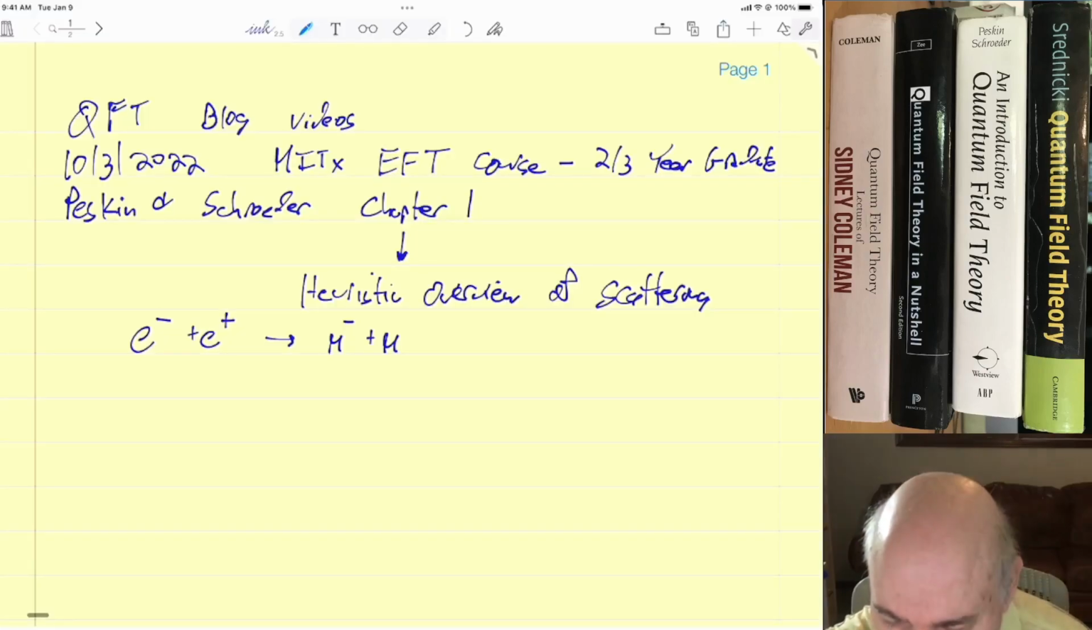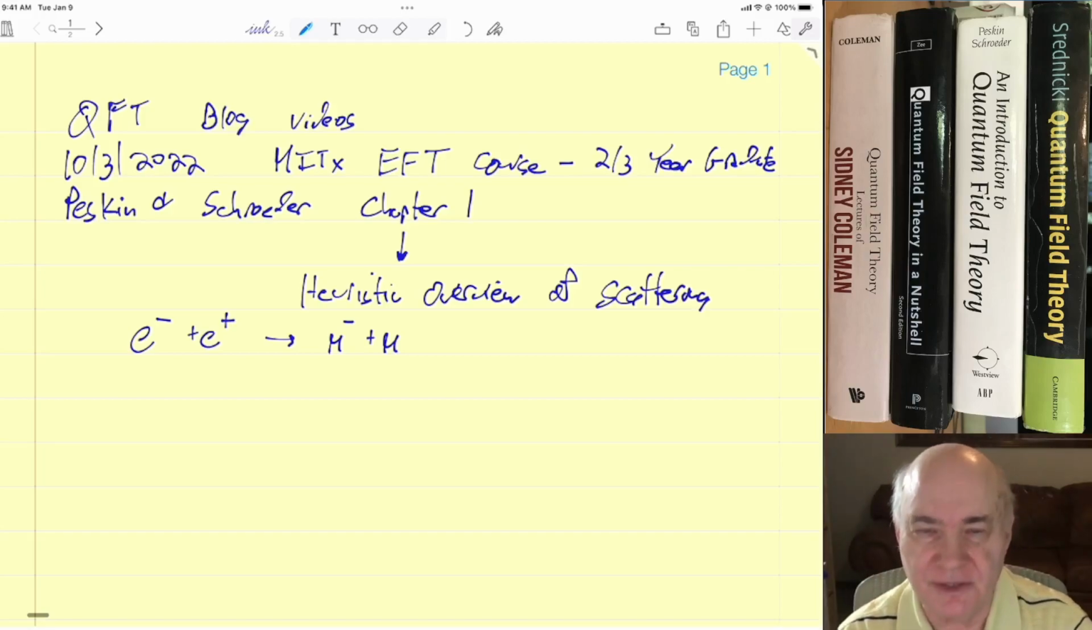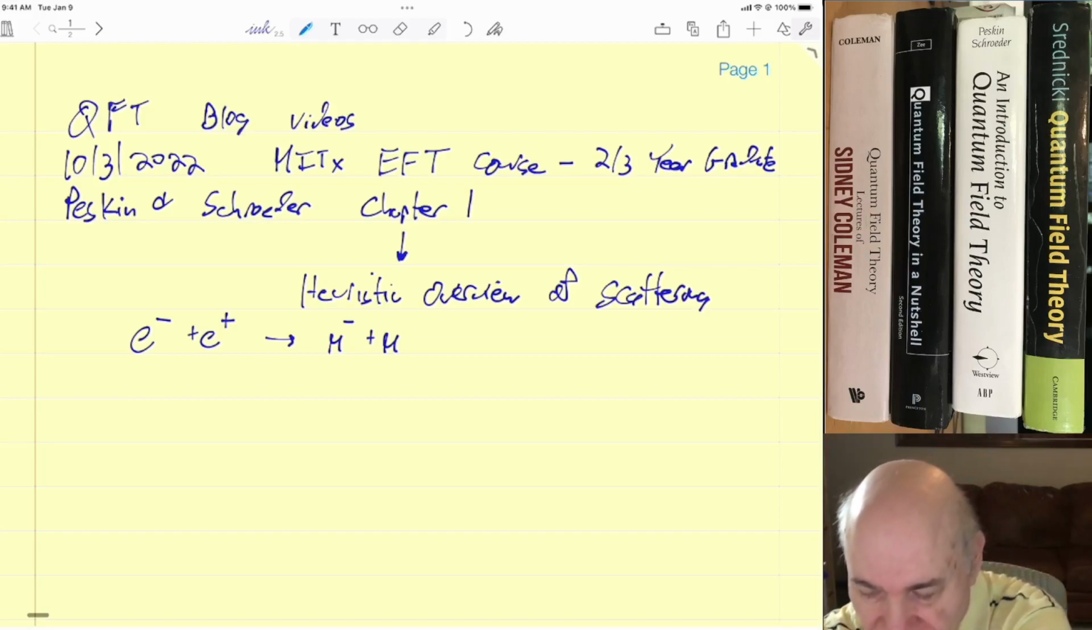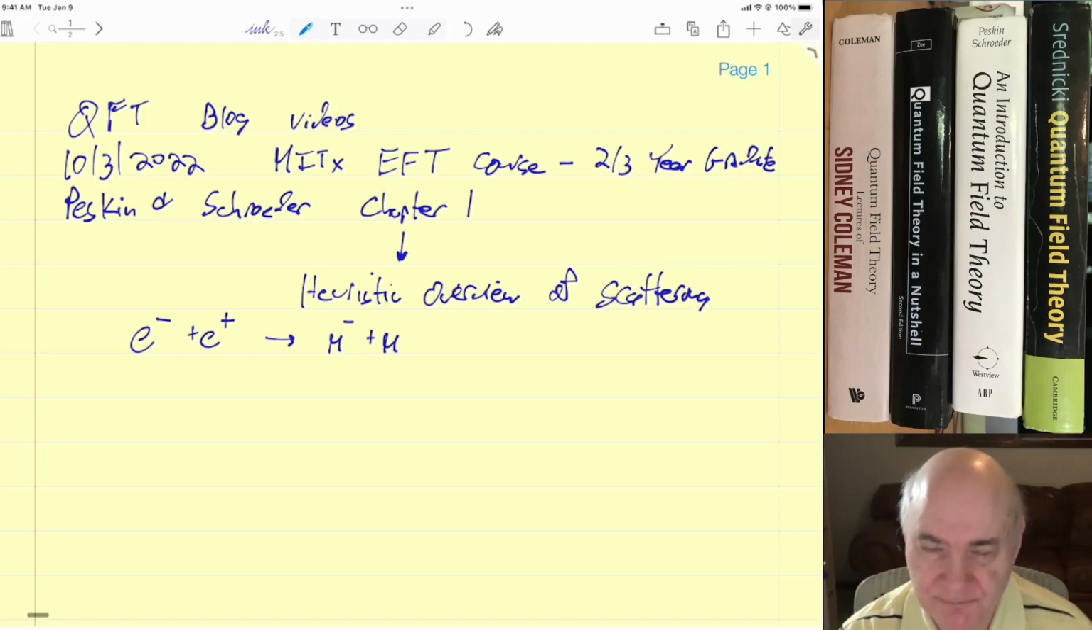What it is, is that it's a little bit unorganized at times, and sometimes it shows you things ahead of time. So chapter 1 especially, people start on chapter 1. Usually chapter 1 of a book is a very easy chapter, but here they start with a heuristic overview of scattering, electron positron going to a muon anti-muon, and people look at this and they say, what's going on there? Where did this come from? I don't understand any of this. I guess this book is beyond me.